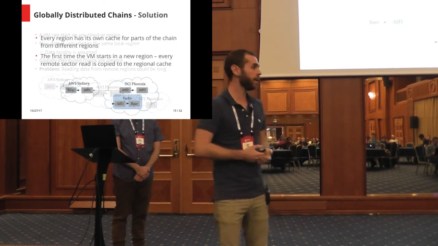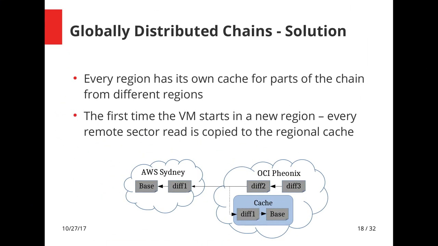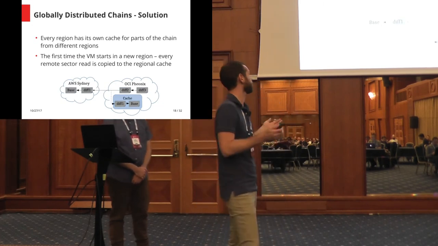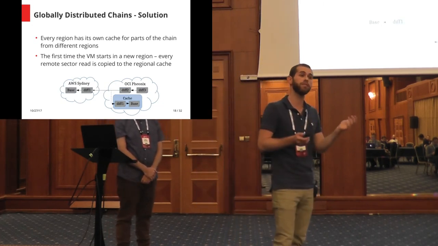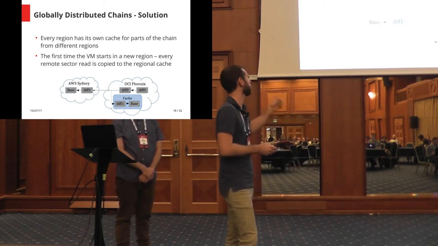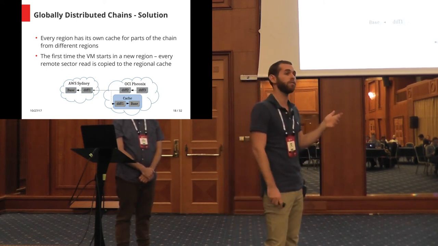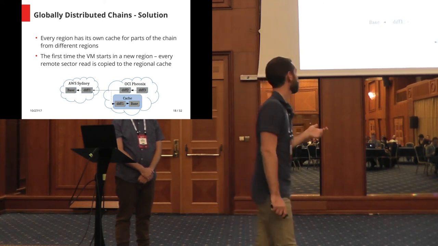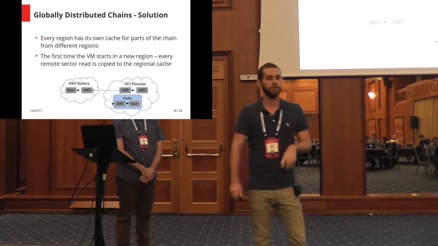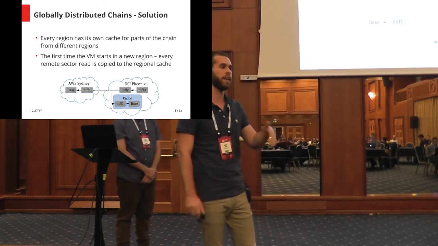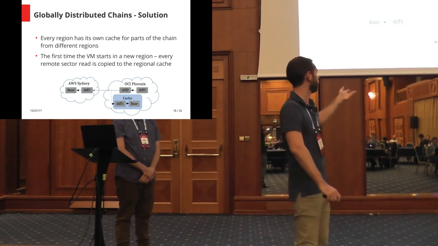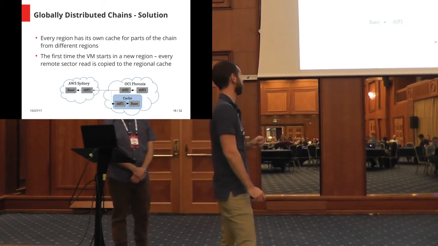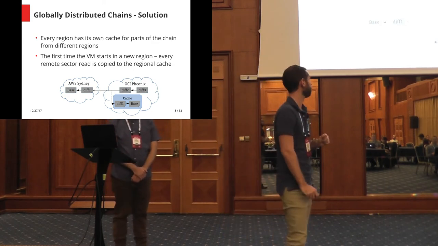So in order to solve that, we added a regional cache. Every region has its own special cache to keep part of the chain from different regions. Every time we read a remote sector or a remote part of the file from a remote region or another cloud, we store it in the regional cache, so that after some time the VM would run as if all the data was located in its regional object storage, and it would be more efficient.